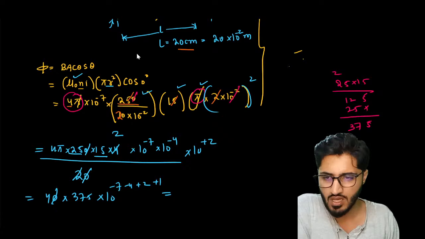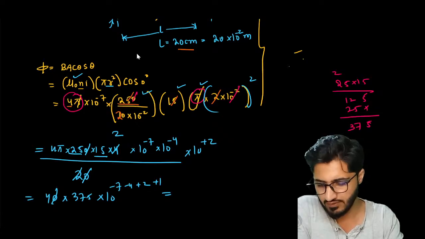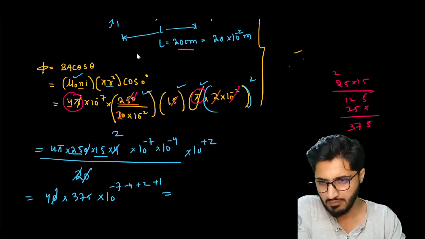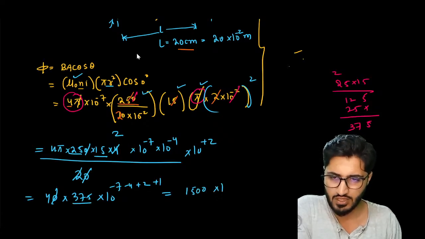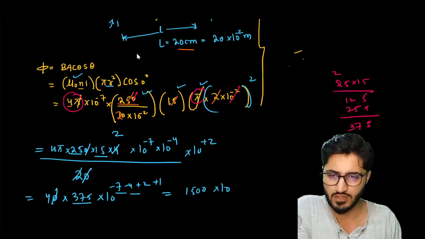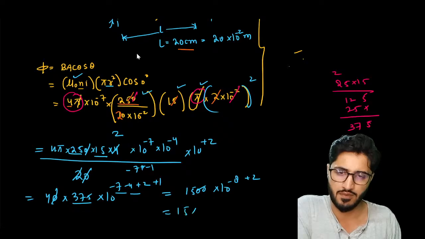So now we are having, this is 375 multiplied by 4. It is 1500 into 10 to power 7 4. 2 plus 3 minus 1. It is minus 7 plus 3 minus 4, right? Minus 8 plus 2. 15 10 to power minus 6. Okay, this is my answer now.